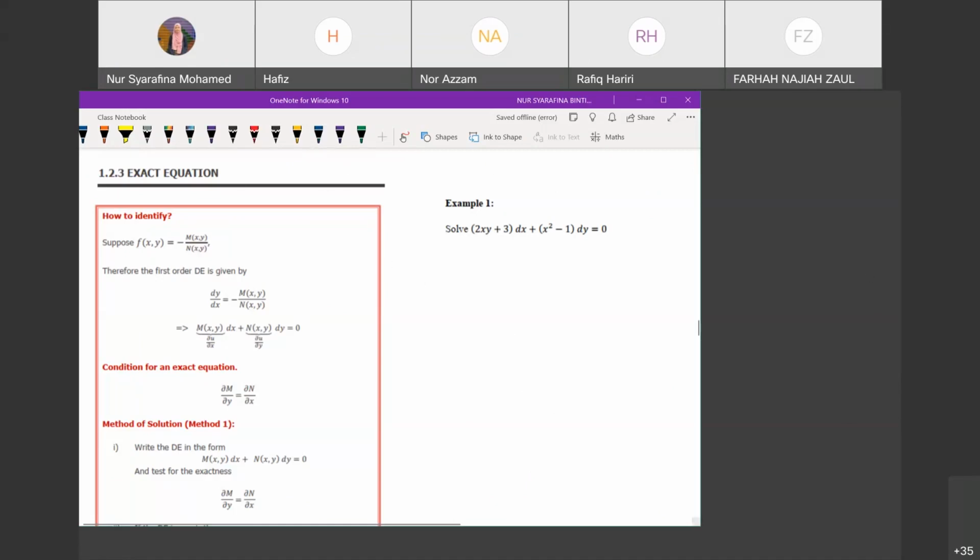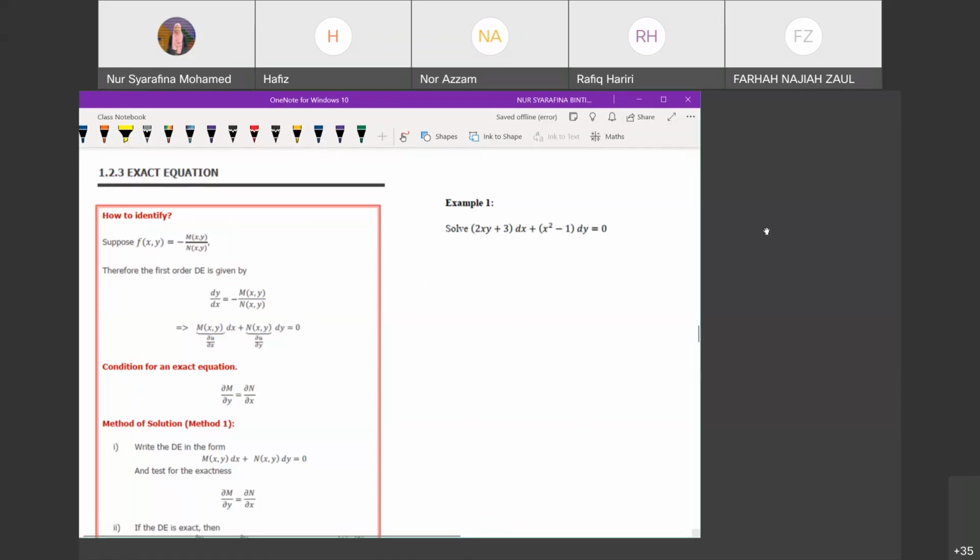Okay, so refer to your notes for exact equation. All right. So the first thing is, how can we identify that a differential equation is an exact equation? Okay, so we have a function f(x,y), which is your differential equation. Okay, suppose that function is in terms of negative M over N, which is a fraction.